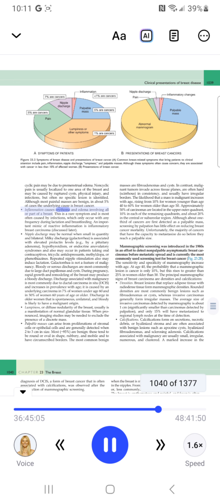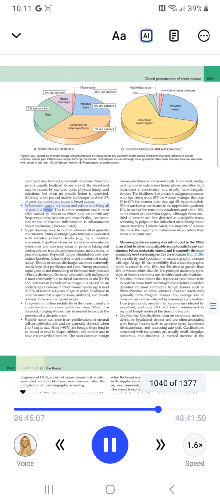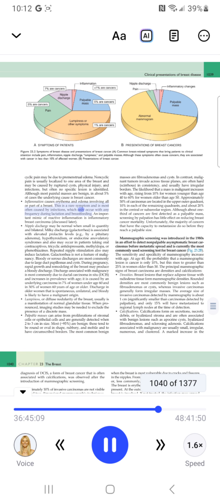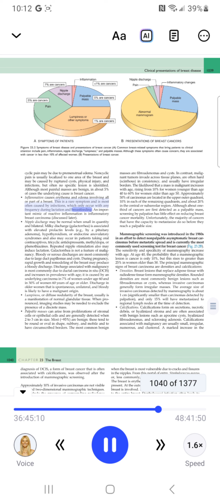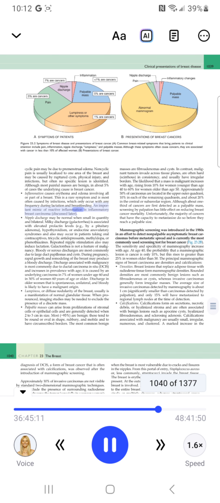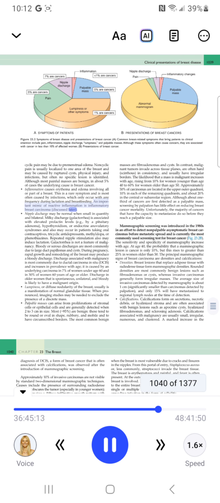Inflammation causes erythema and edema involving all or part of a breast. This is a rare symptom and is most often caused by infections, which only occur with any frequency during lactation and breastfeeding. An important mimic of reactive inflammation is inflammatory breast carcinoma, discussed later.